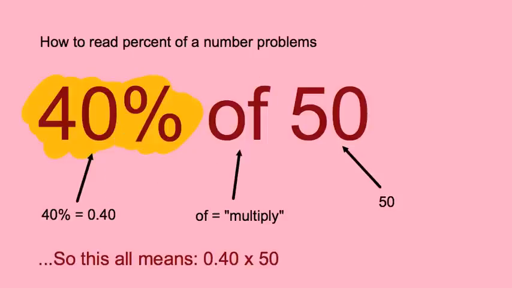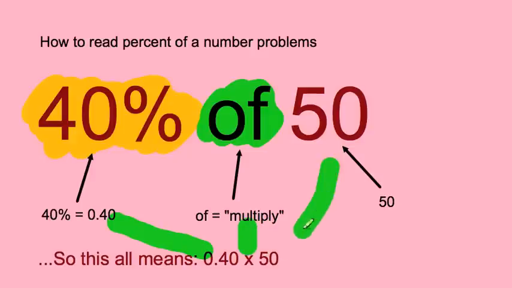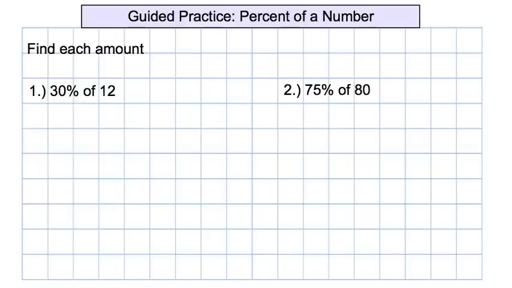Now, anytime you see the word of in multiplication of in 5th grade, it's going to mean multiply. So if I know the first part is 0.40, the of means multiply, and the 50 is, well, it's just a 50. So all together that means 0.40 multiply goes there, and then the 50 goes there. So it's 0.40 times 50. And then the only thing we have to do at that point is remember how to multiply with decimal numbers.